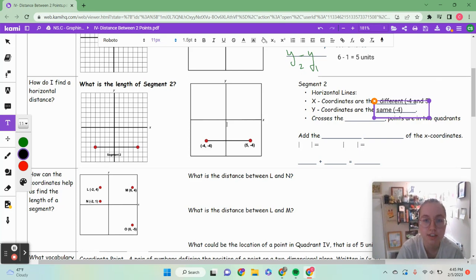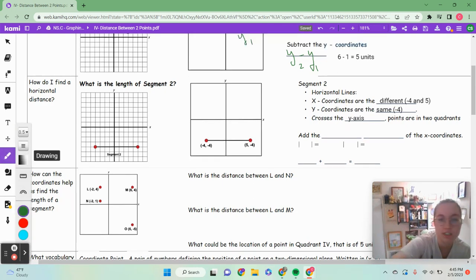And it crosses this line. Think about what this line is for a second. It is the y-axis. It crosses over the y-axis. So that means the points are in 2 quadrants, right? This one is in the 3rd quadrant, this one's in the 4th quadrant. So if I want to find the distance of this, logically, to get from -4 to 0, that's going to be 4, right? And to get from 0 to +5, that distance is going to be 5 units.